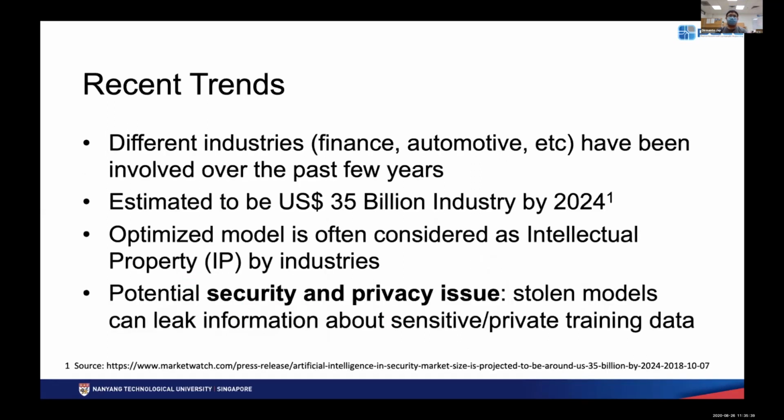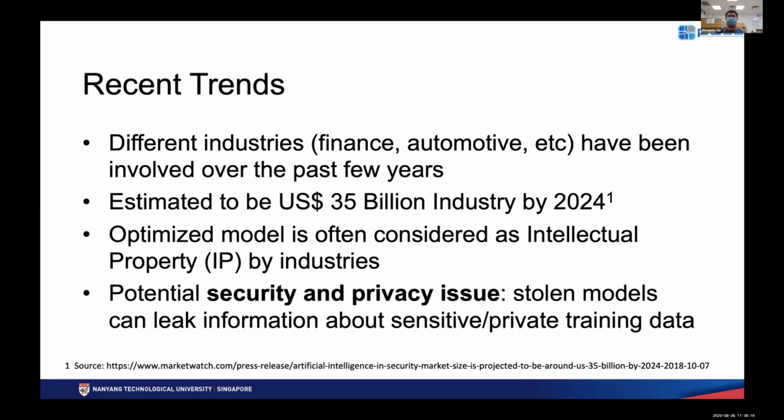As mentioned earlier, different industries have been involved in the trend of deep learning. We have finance, automotive, research, and so on. By the year 2024, it was estimated that the industry will grow up to 35 billion. Different industries usually come up with their own training model and optimize it for their own specific tasks. As such, it is usually considered intellectual property, so they want to protect their own trained model.